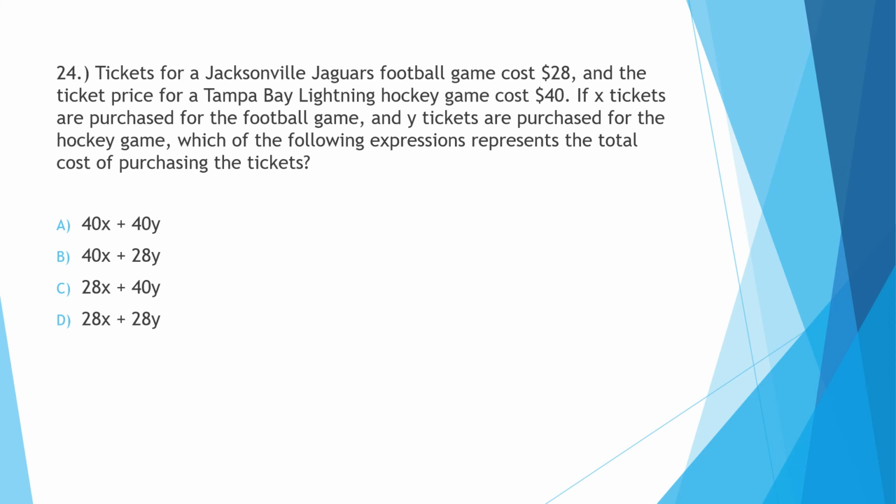Well, if we're buying X amount of tickets for the football game, and the football game costs 28 each, then the total amount for those would be 28 times X number of tickets. And if Y amount of tickets are purchased for the hockey game, and they're $40 each, then the total amount for hockey tickets would be $40 each, multiplied by Y amount of tickets.